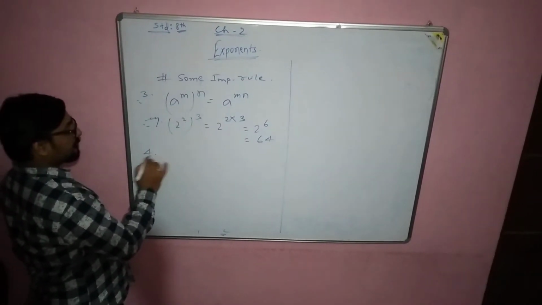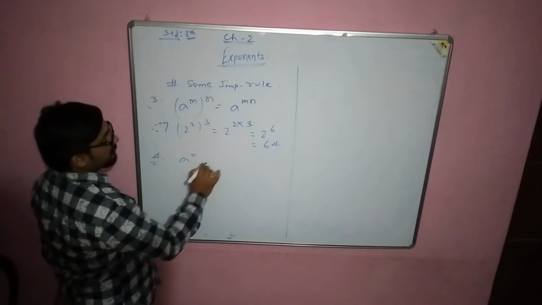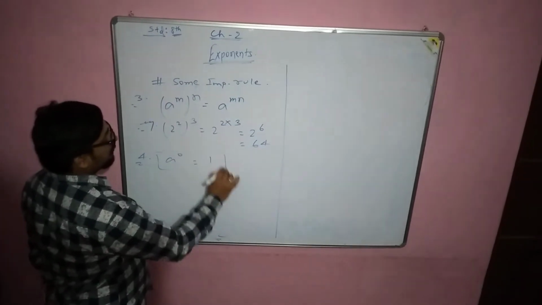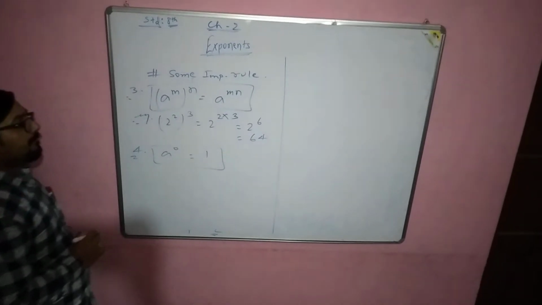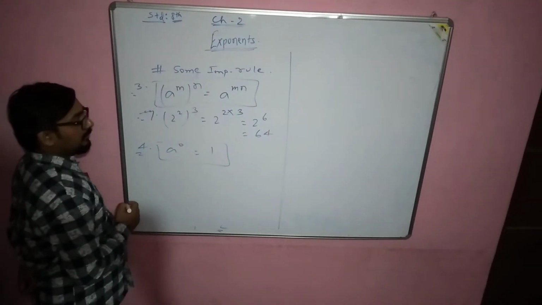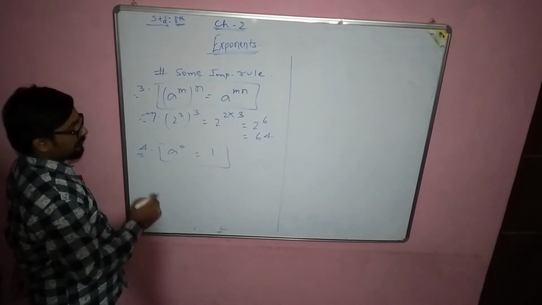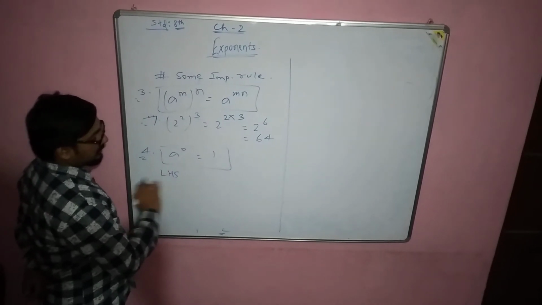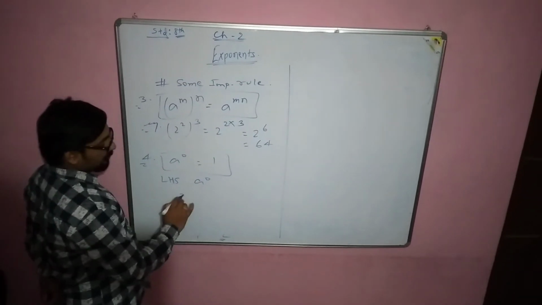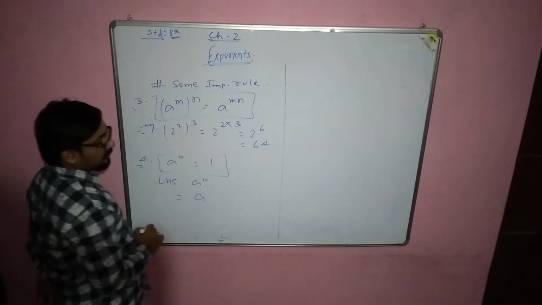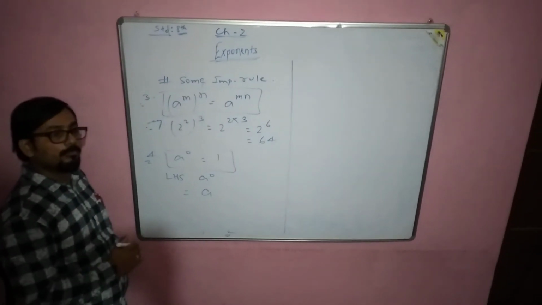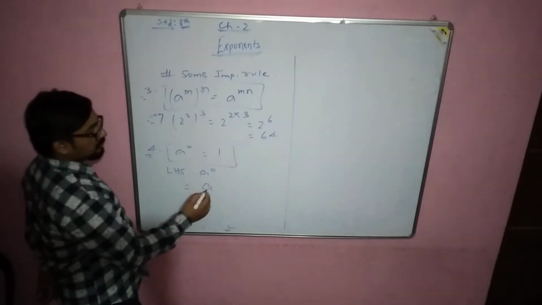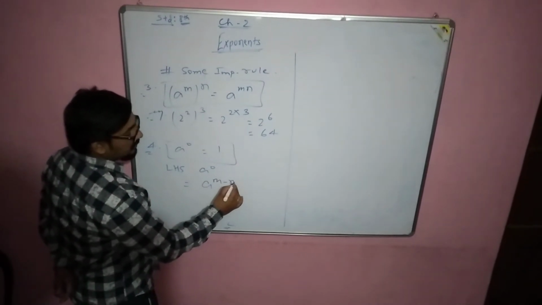Now fourth rule, a raised to the power 0, value is 1. Okay, this is also a rule. How is a raised to the power 0 equal to 1? Let us see the proof. LHS is a to the power 0. How does 0 come? When the same unit is subtracted from the same unit, 0 is written as m minus m.